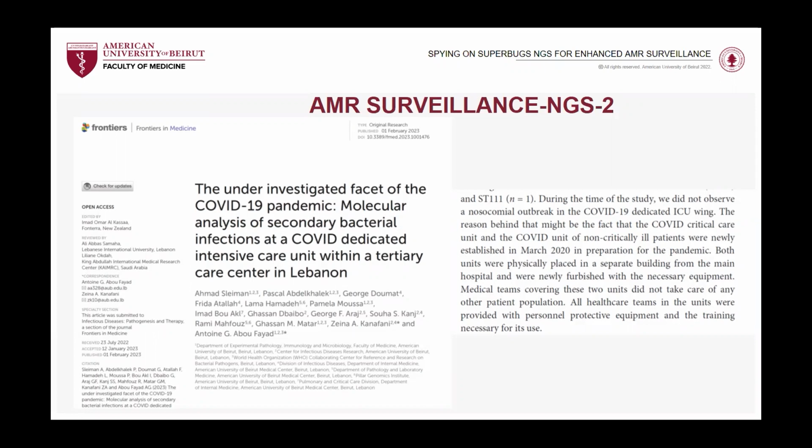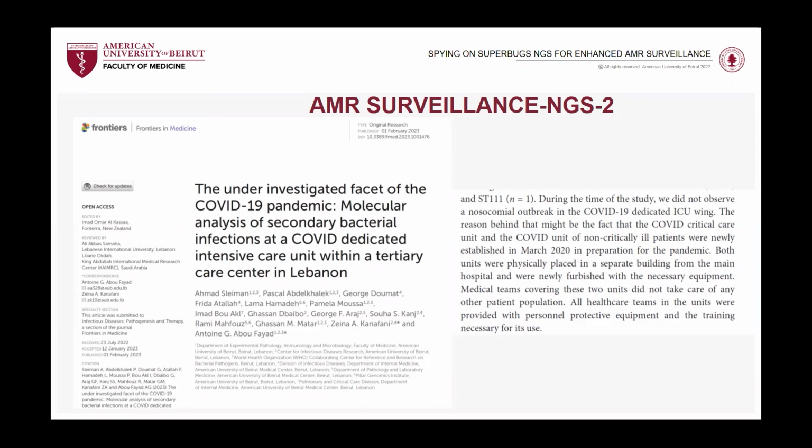And what we found was, during the time, we did not observe any nosocomial outbreaks in the ICU wing compared to other studies. All the other studies in the literature, they've suffered from nosocomial outbreaks, while at AUBMC, there wasn't one during the period of the study, which was the peak of the COVID pandemic.